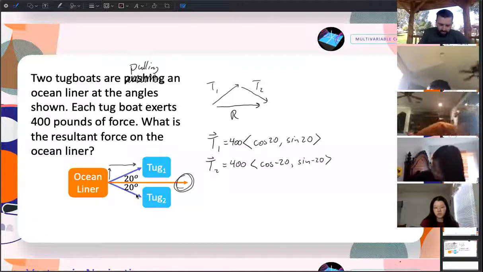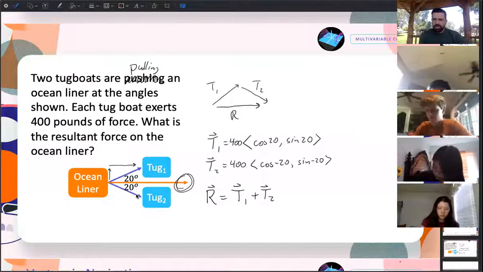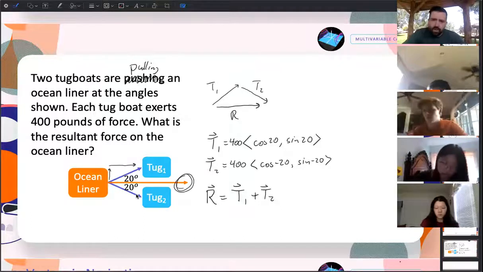The resultant, I would then just add T1 plus T2. Okay, and you could use a calculator here. If it's 20 degrees, that's not a memorized unit circle value, so I wouldn't expect you to just pull that out of your head. But if it's non-calculator, you could leave it with the cosine 20, sine 20 in it, or you could use a calculator if you have that.